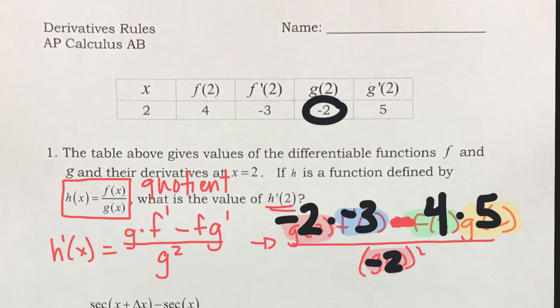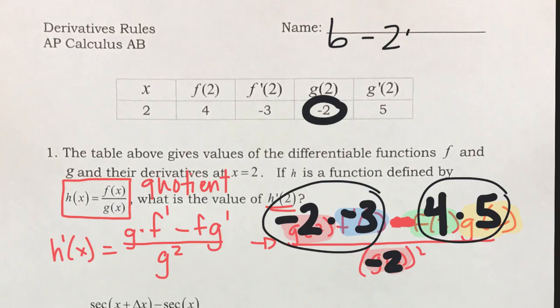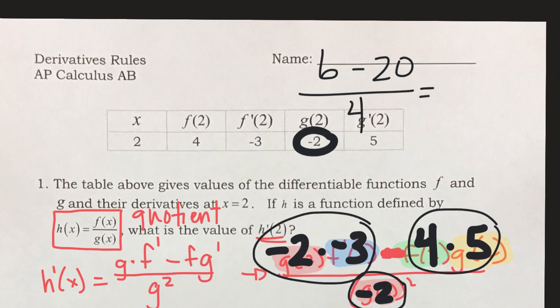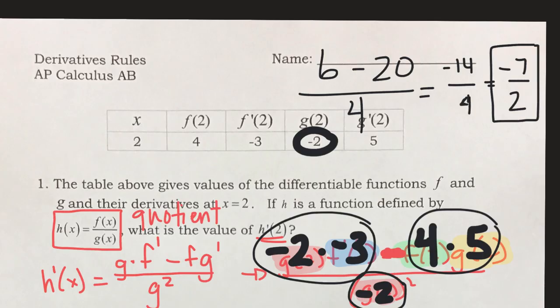So now let's do it step by step, piece by piece, and see what we get. Negative 2 times negative 3 is positive 6. Minus 4 times 5 is 20, divided by negative 2 squared is positive 4. Okay, so 6 minus 20, that's negative 14 divided by 4 simplifies to, we can divide both of these by 2 and get negative 7 over 2. Or if you want, negative 3.5.